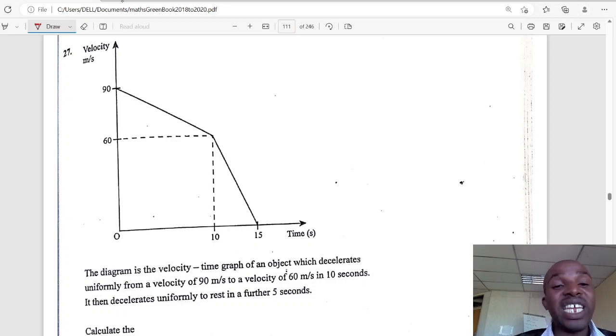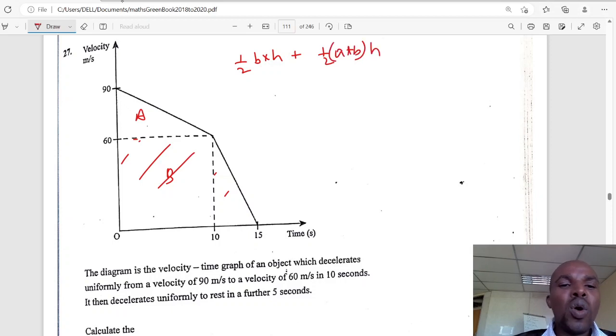Total distance traveled is the area under the graph. So in this case, you can divide it into a triangle and a trapezium. You can say shape A and shape B. Shape B is this whole shape, which is a trapezium, right? So you can say area of a triangle, which is half base times height, plus area of a trapezium, half (a plus b) times height. Or you can say triangle, then rectangle, and then another triangle. Still it works, it's the same.